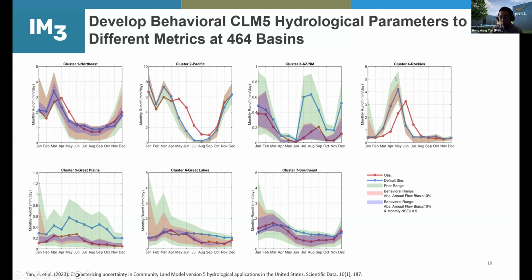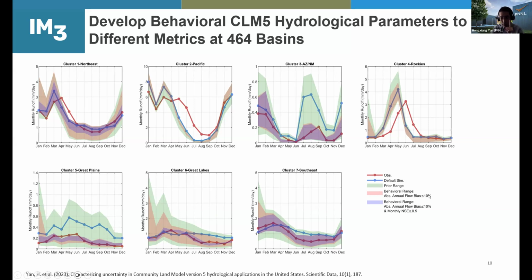And the green color shows the prior range. So there's a large uncertainty without any constraint on the parameter set. If we take a look at the Great Lakes region, it's more clear. You have a large uncertainty in the gray shade.